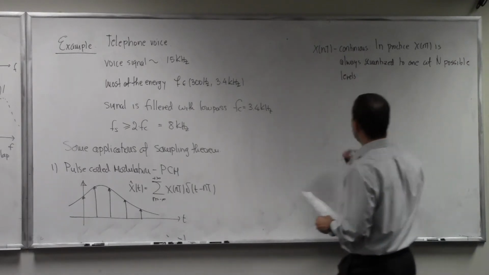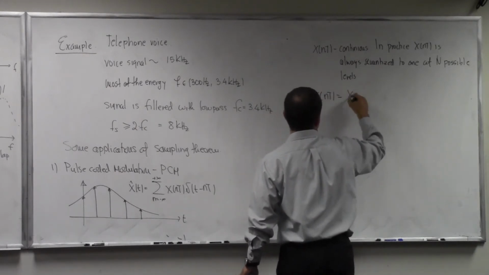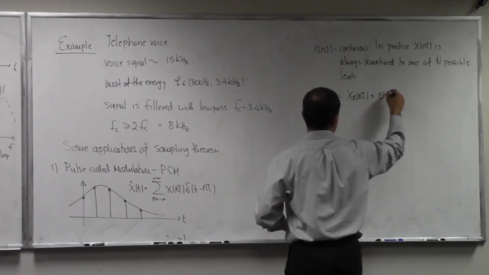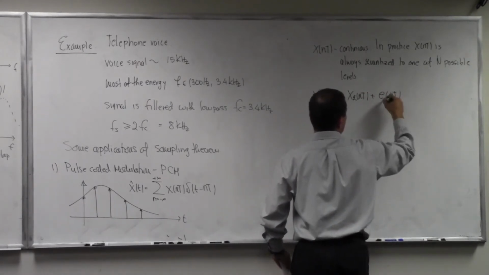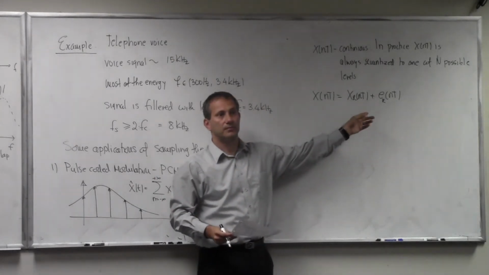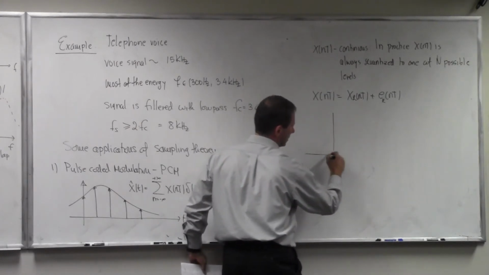So what we end up doing is we're saying x of nT is going to be some x_q of nT, which is the quantized value, plus e of nT, e_q, where this e_q is the quantization error, right? Here's the wisdom of it. It's not complicated at all.